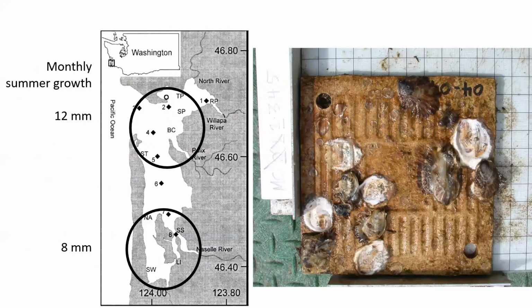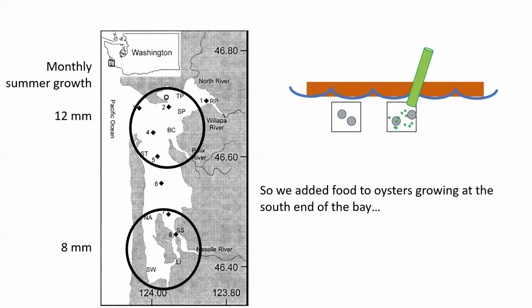We have used this tile technique where we put small oysters onto tiles and then we can measure their growth over time. We know that in the summertime, oysters are putting on about 12 millimeters of shell per month at the north end of the bay and about 8 millimeters of shell per month at the south end of the bay. That's the stunting.